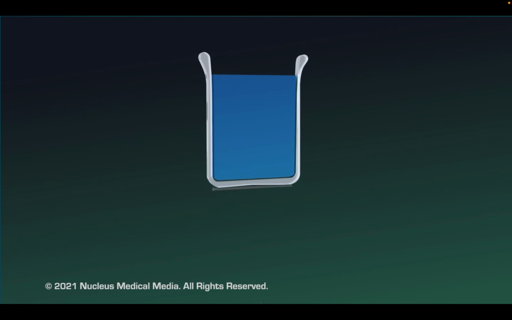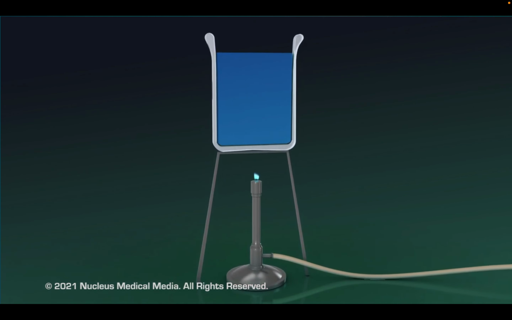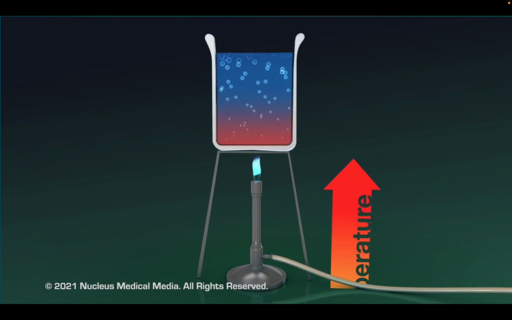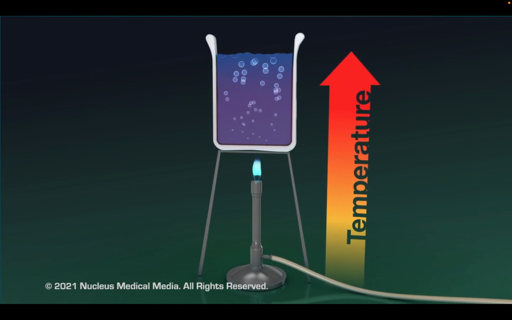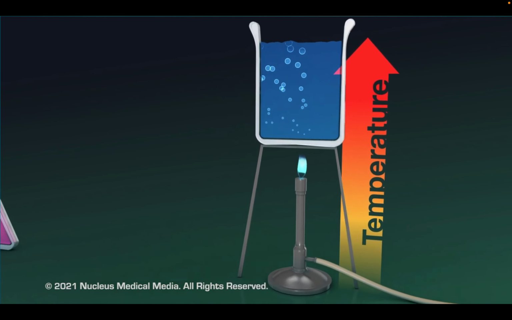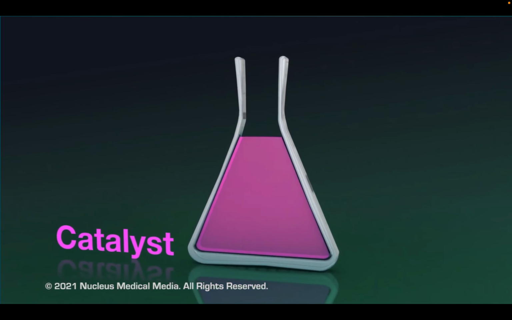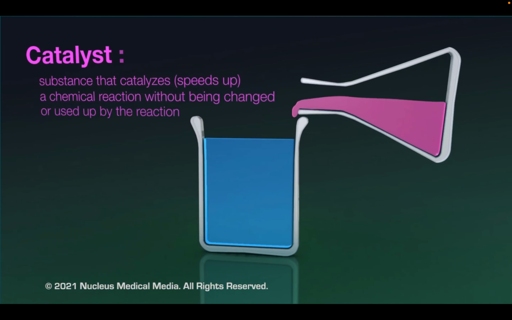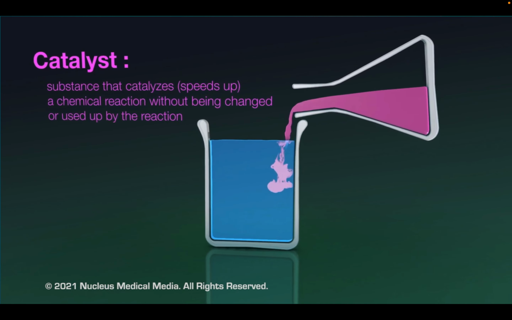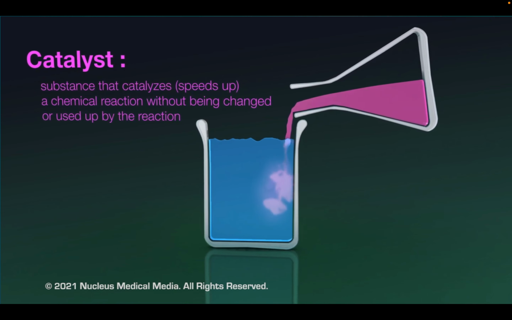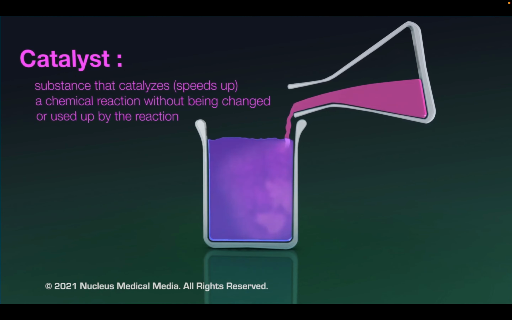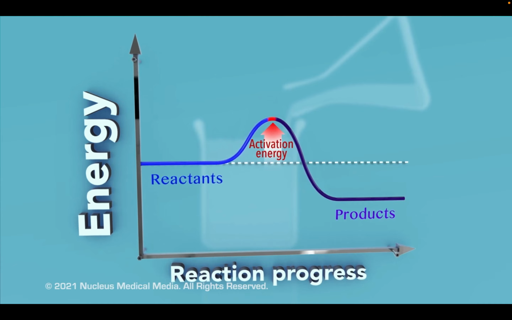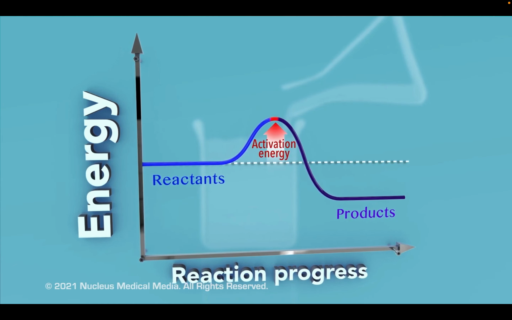Sometimes, scientists need to make a reaction happen faster. If you want to speed up a reaction, you could increase the energy of the reactants by increasing their temperature. Or you could add something called a catalyst. A catalyst is a substance that catalyzes or speeds up a chemical reaction without it being changed or used up by the reaction. Catalysts work by lowering the activation energy needed for the reaction to take place.